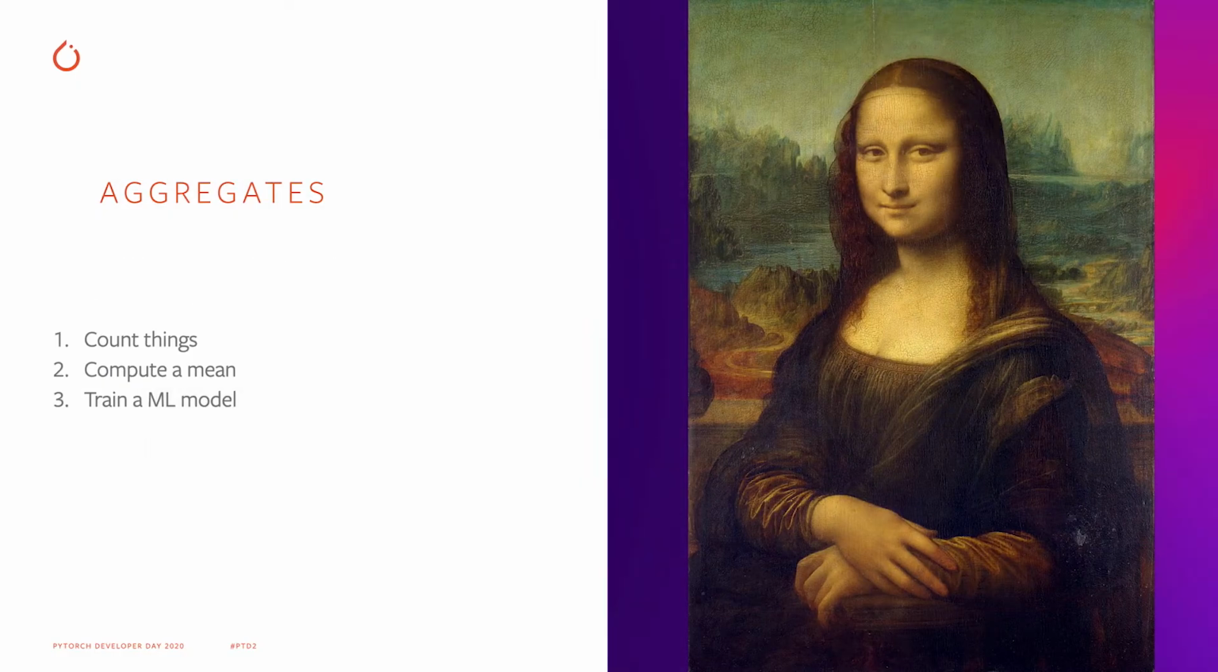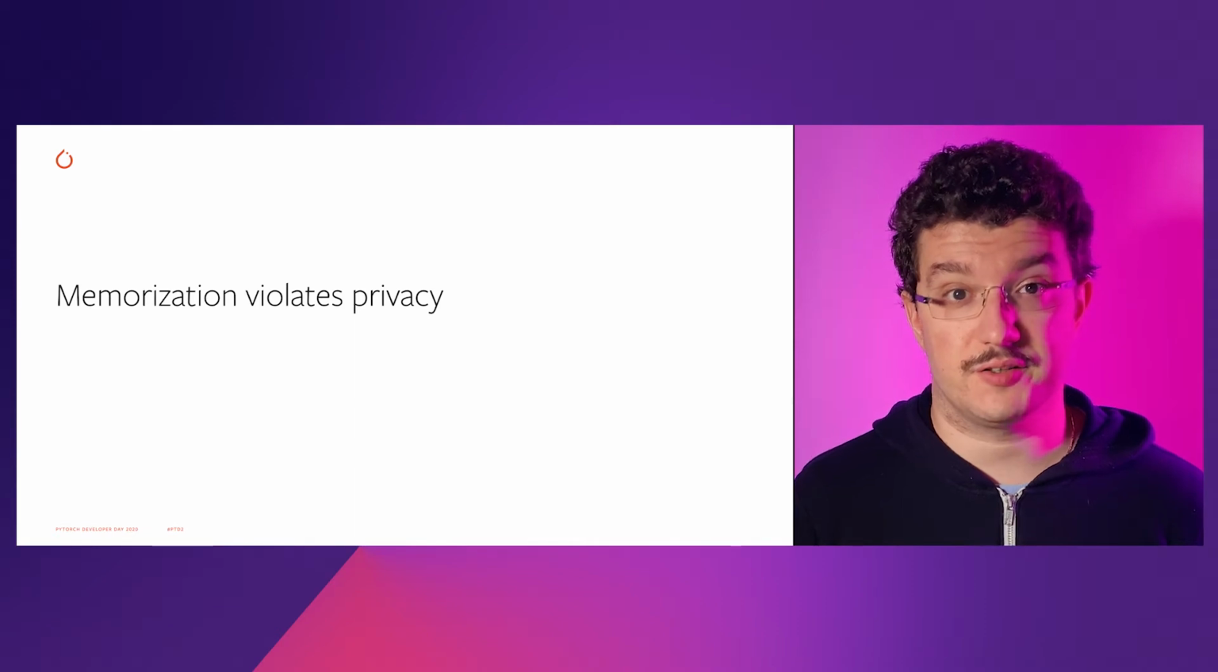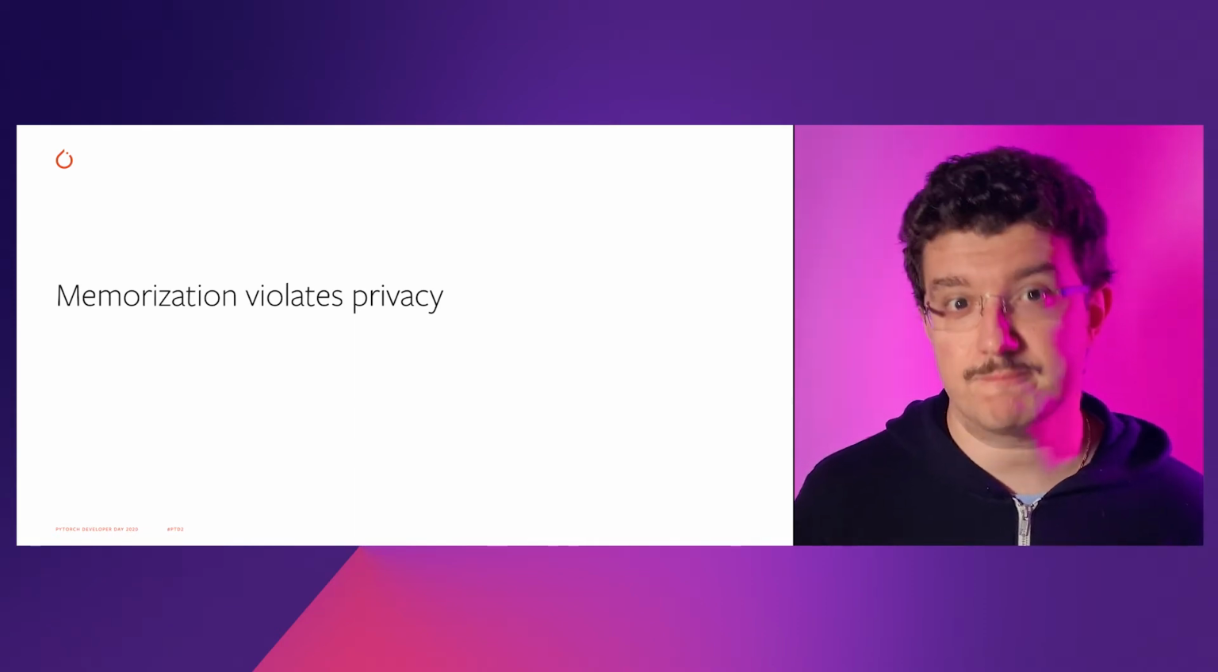I mentioned aggregates previously, and that was a vague term. There is a reason for it. It's vague because aggregates can really be anything. They can be as simple as counting stuff or computing a mean, or they can be as complex as training an advanced machine learning or deep learning model, which is what we're going to talk about now. One important thing about these models is that they memorize, and we should really be careful about memorization. In fact, memorization violates privacy. Don't believe me? Let me show you this.